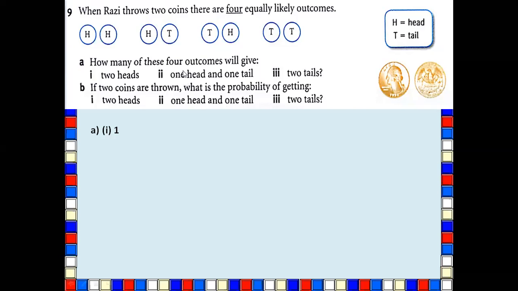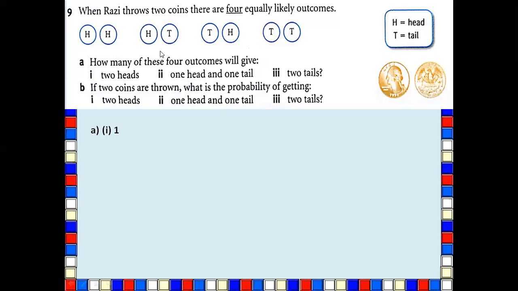Part ii, how many of these outcomes will give you 1 head and 1 tail? Haneen? It's 1. Why 1? 1 head and 1 tail. Because the order matters. It matters. So head tail is different than tail head. So this is an outcome, that's another outcome. They said 1 head and 1 tail. But it matters which coin is head and which coin is tail. The order matters. You said it.